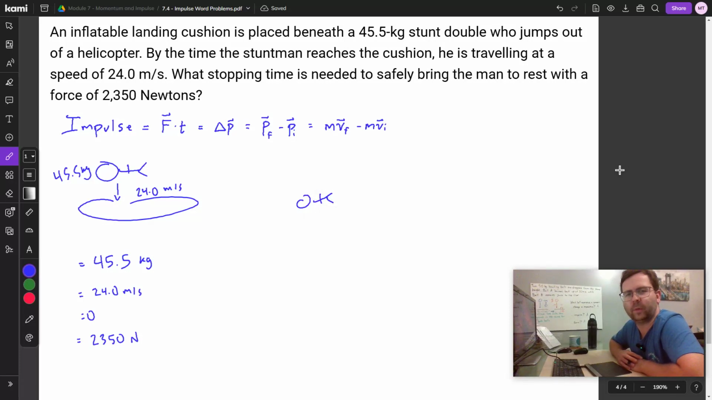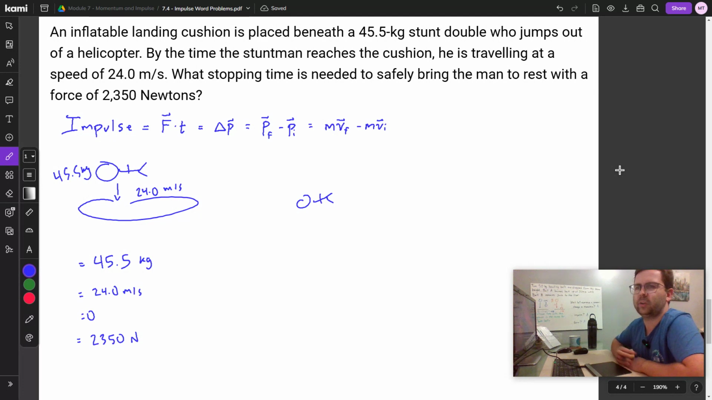Hi, let's do one last example of momentum and impulse word problems. So, in this problem, we have an inflatable landing cushion placed beneath a 45.5 kilogram stunt double who jumps out of a helicopter. By the time the stuntman reaches the cushion, he is traveling at a speed of 24.0 meters per second. What stopping time is needed to safely bring the man to rest with a force of 2,350 newtons?